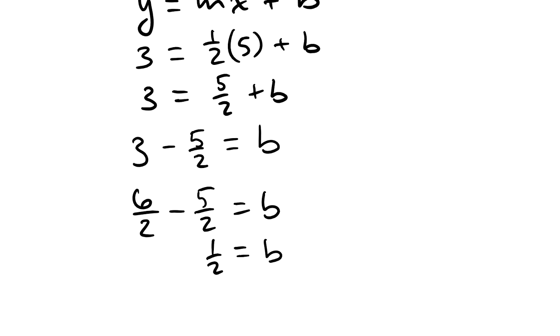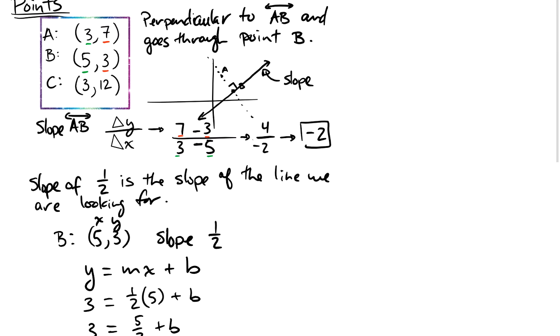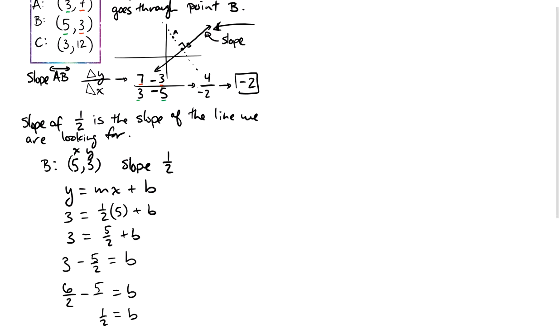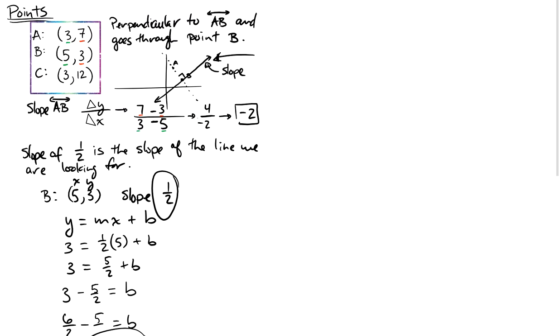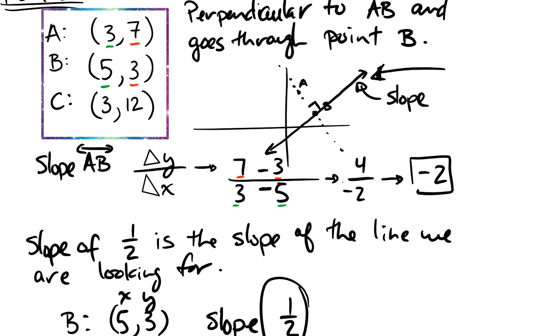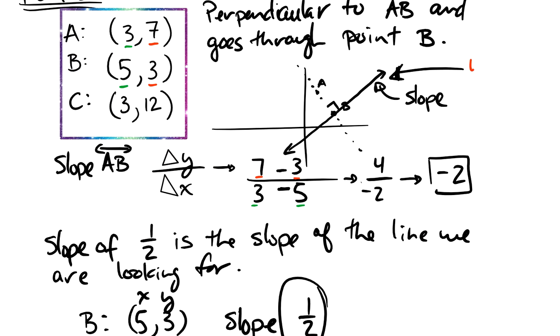So here's what the equation of this line is. This line that is perpendicular to line AB, and it goes through the point 5, 3. We know that its slope is 1/2, and we know that its y-intercept is 1/2. So the equation of this line is y equals 1/2 x plus 1/2. Done.